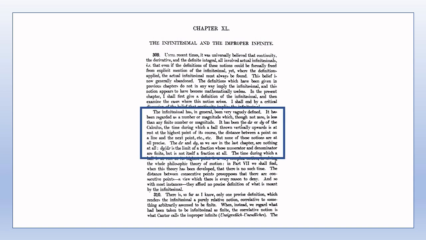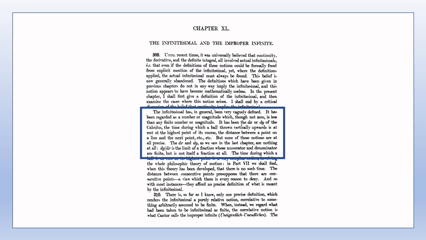Russell also says in section 309, the infinitesimal has in general been very vaguely defined. It's been regarded as a number or magnitude which, though not 0, is less than any finite number or magnitude. It's been the dx or dy of the calculus, the time during which a ball thrown vertically upwards is at rest, at the highest point, etc., etc. But none of these notions are at all precise. The dx and dy are nothing at all. dy by dx is the limit of a fraction whose numerator and denominator are finite, but is not itself a fraction at all.